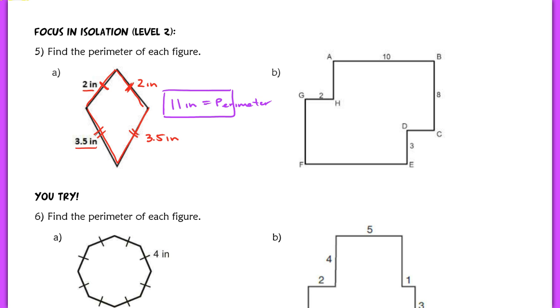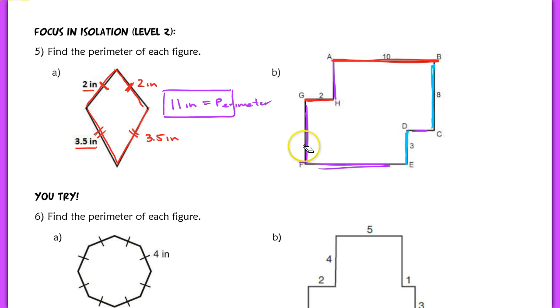Now the second example here is actually a little bit trickier. We have to do a lot more problem solving here to find the perimeter. Now I'm going to highlight the parts that we do know. We know that GH is 2, AB is 10, and then BH, I'll do that one in blue, is 8, and DE is 3. Now that's a lot of the pieces that are missing here if we're going to try to find the perimeter, because remember for perimeter we have to go all the way around, so we need to know all of these parts, those lengths as well.